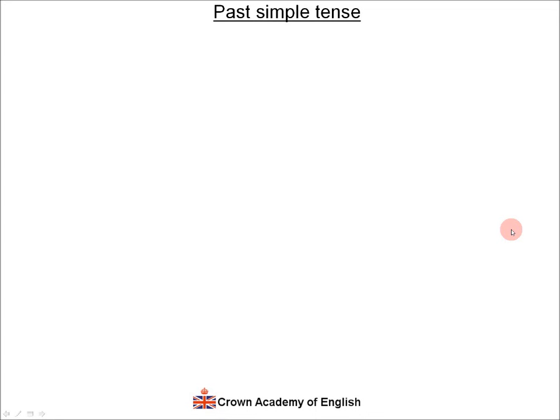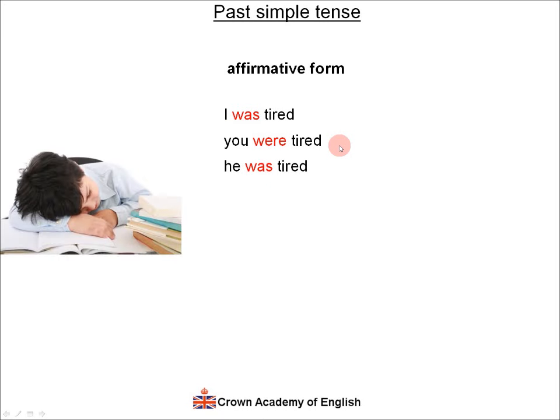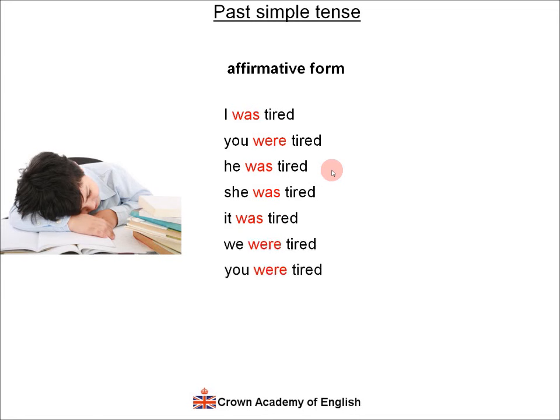Now let's look at the past simple tense of the verb to be. Affirmative form. I was tired. You were tired. He was tired. She was tired. It was tired. We were tired. And you were tired. And they were tired. Okay? So this is the past simple tense. Affirmative.